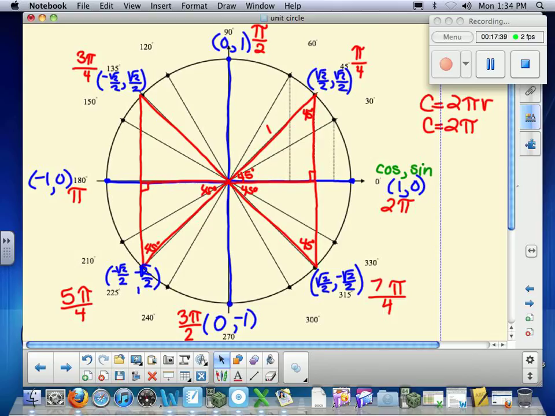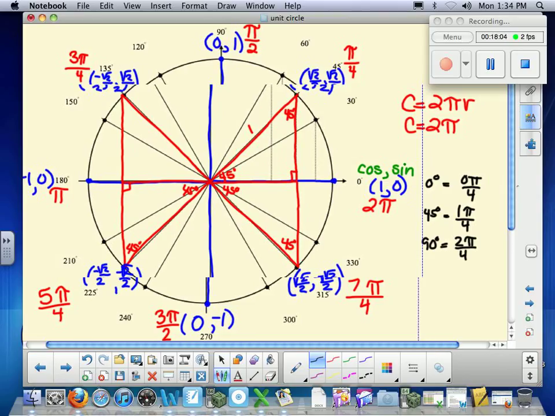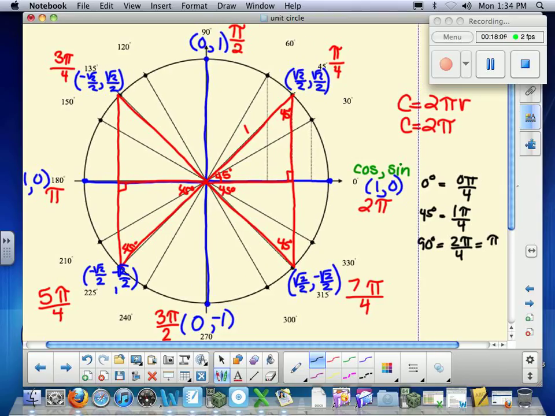Okay, now let me make a little connection for you here before we go on to any others. I'm going to write it over here on the side. So at 0 degrees, I'm at 0 pi over 4. At 45 degrees, I'm at 1 pi over 4. At 90 degrees, I'm at 2 pi over 4, which is really 1/2, pi over 2. At 135 degrees, I am at 3 pi over 4.